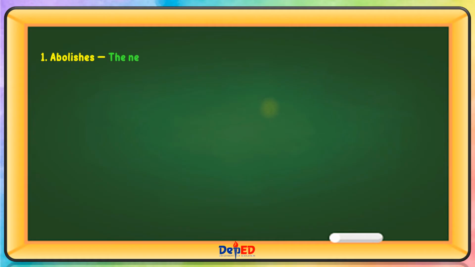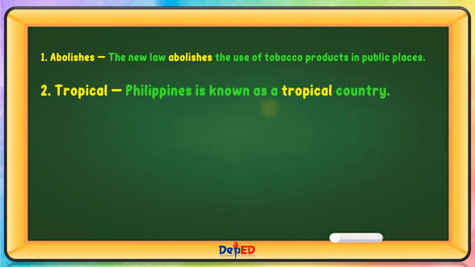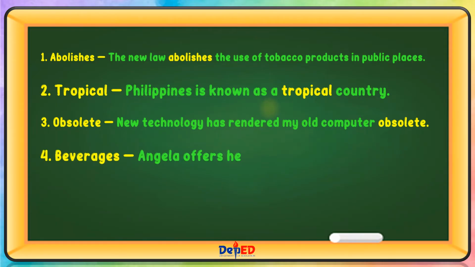Abolishes. The new law abolishes the use of tobacco products in public places. Tropical. Philippines is known as a tropical country. Obsolete. New technology has rendered my old computer obsolete. Beverages. Angela offers healthy beverages to her visitors.